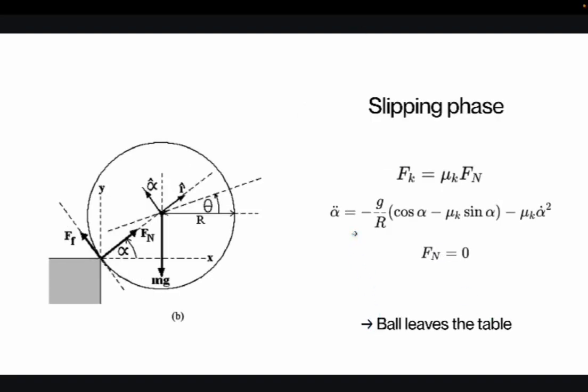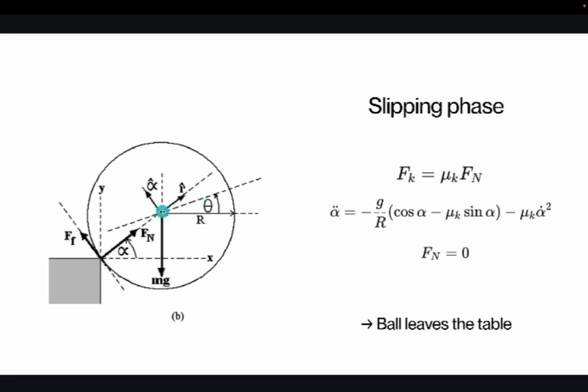Then, after static friction fails, the motion enters the second stage called the slipping phase. Now, the friction force is no longer determined by the rolling conditions. Instead, it is given by kinetic friction. Because the ball is both rotating and sliding at the moment, the equation becomes more complicated, and Bacon derives it as given on the slide there. This equation predicts the angular position and velocity of the ball during slipping.